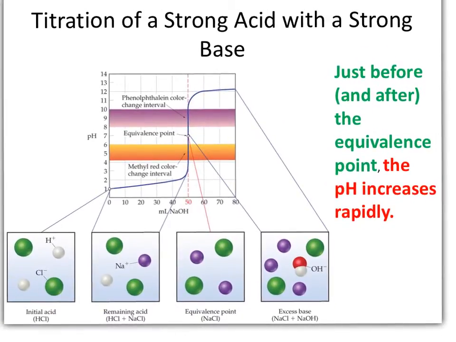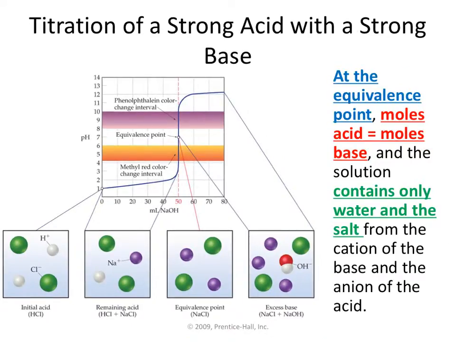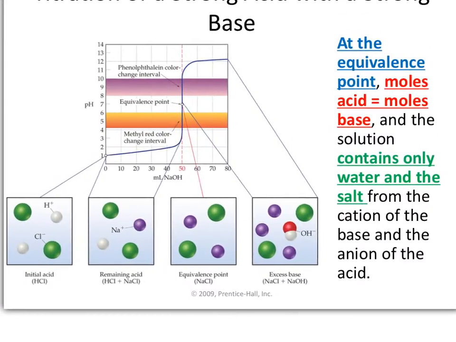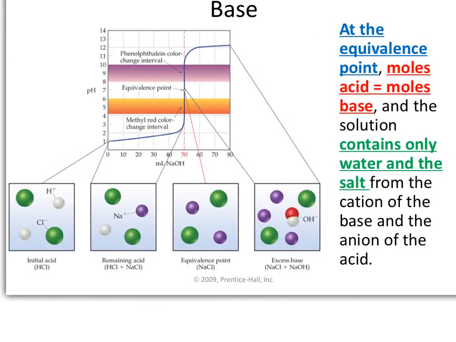Oh, I know what happened. They're basically going through the curve with you. Just before and after the equivalence point, the pH increases steeply. At the equivalence point, the moles of acid and the moles of base are equal, and the solution contains only water and the salt because everything has neutralized. So that's kind of important there.